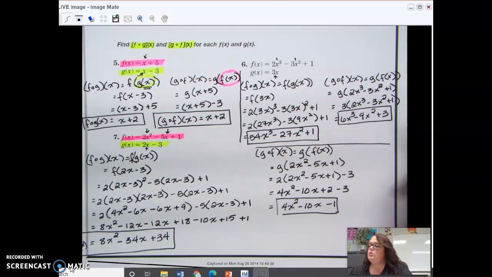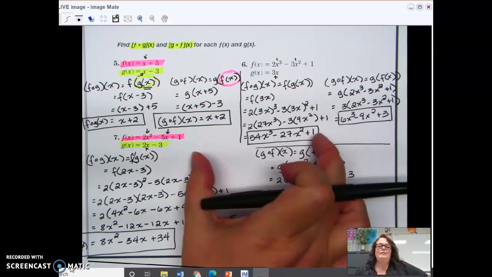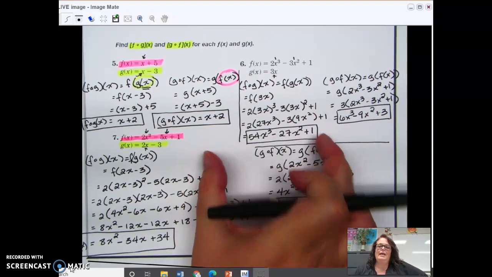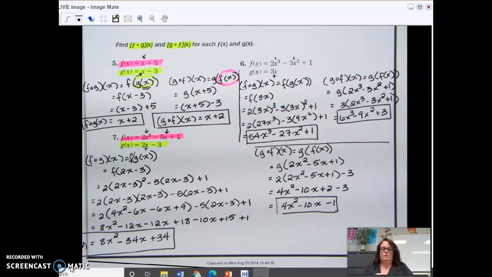So what I want you to notice is if we ever take a test or an assessment on this, f composition g of x and g composition f of x are not the same. So if I ever ask you for both answers, you have to be specific as to which one is which.